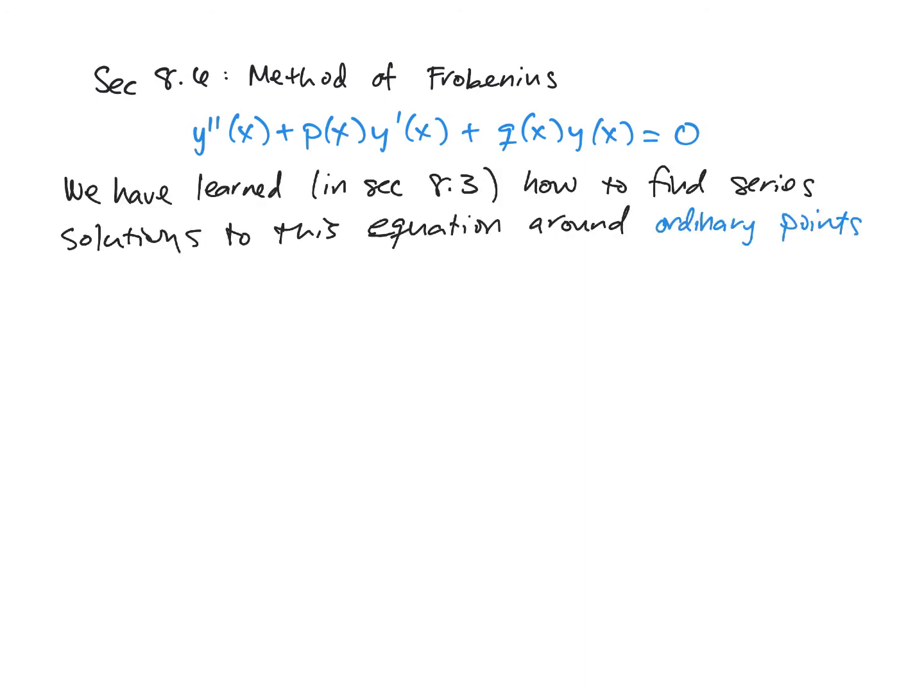And ordinary points, as opposed to singular points, are basically points where those coefficients, p of x and q of x, are, let's say that's points where p of x and q of x are analytic. And analytic is a class of functions that is basically just like nice. It encompasses trig functions and polynomials and rational functions as long as the denominator is not zero.